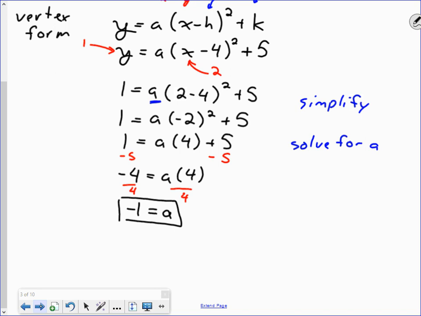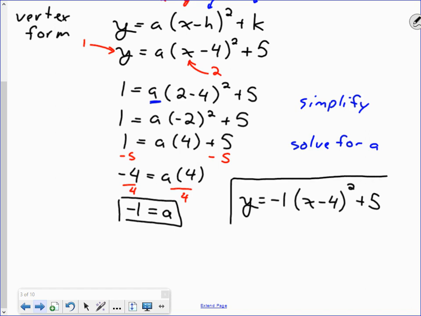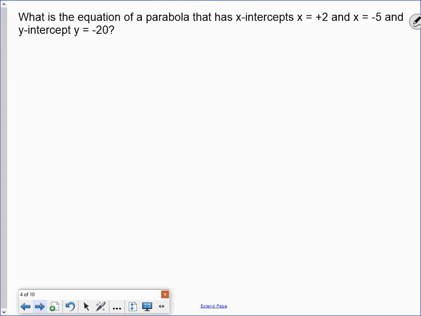So I can write my final equation here is y equals, instead of a, I can put negative 1. I'm still going to have x minus 4, that was my h value, plus 5. So there is the equation of that quadratic relation, or that parabola, in vertex form. So let's look at a similar one here.